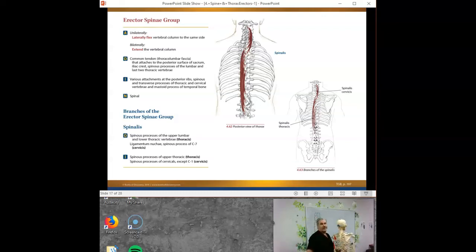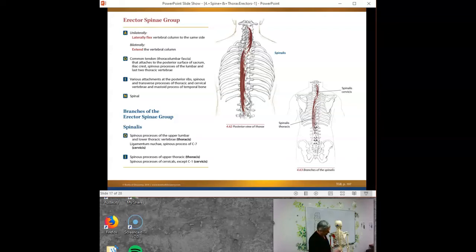So we've got our skeleton here, right? Mr. Skeleton here. Let me make sure that Mr. Skeleton is where he should be. Okay, better. Who can read me the origin for the spinalis, right out of your book or right off this slide? I can. Okay, cool. What is it?